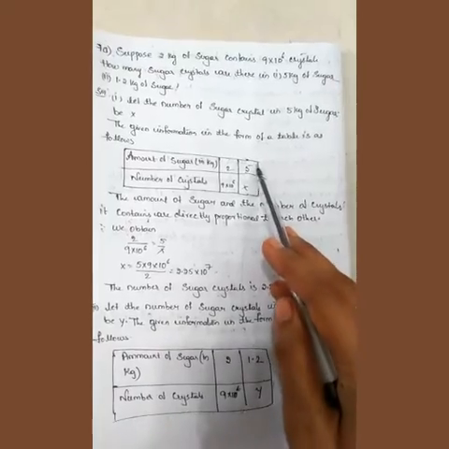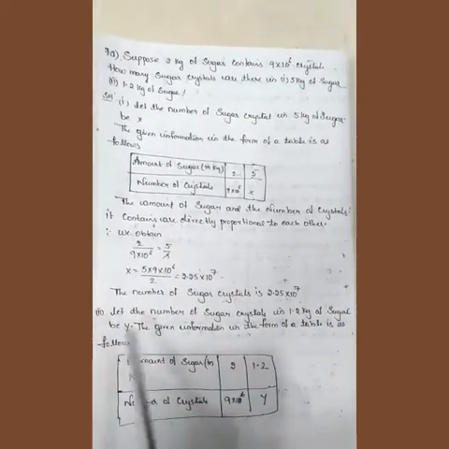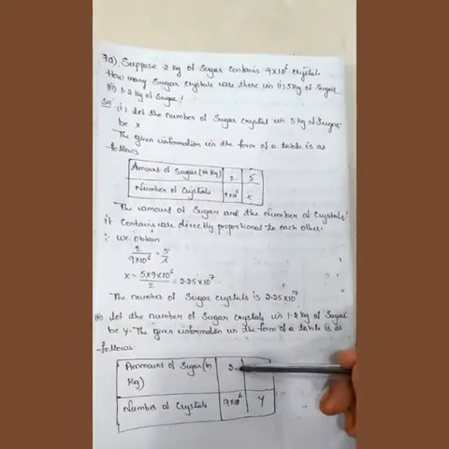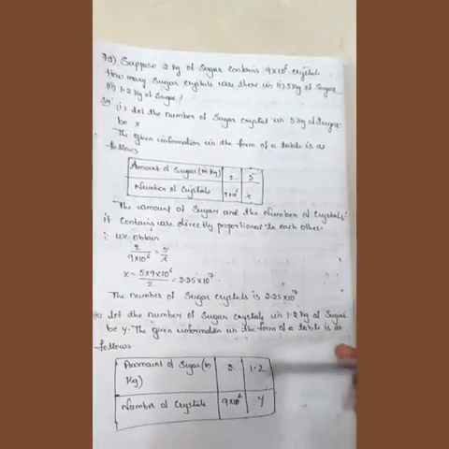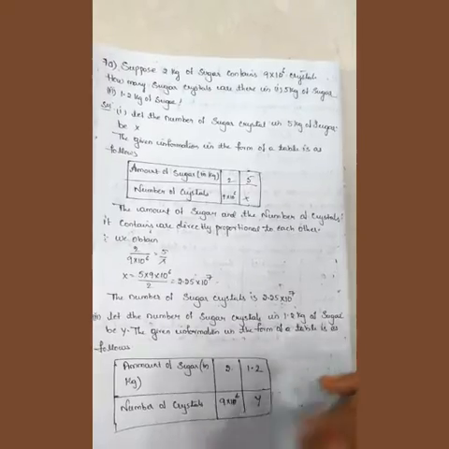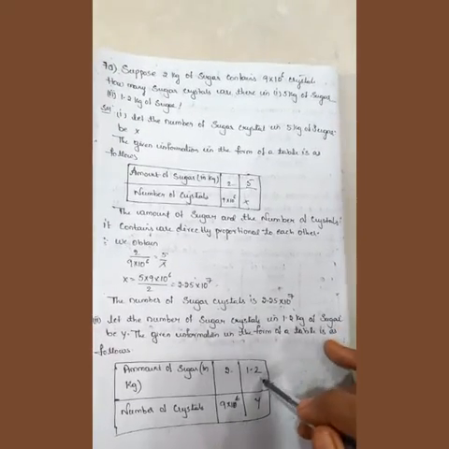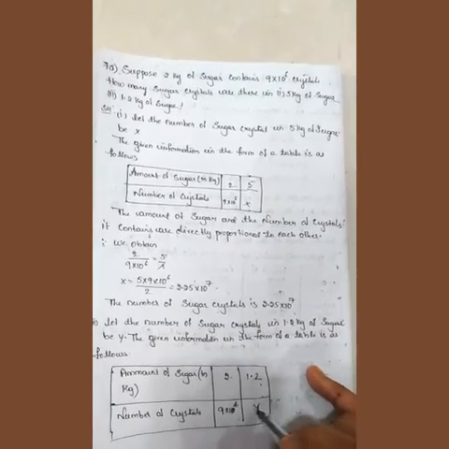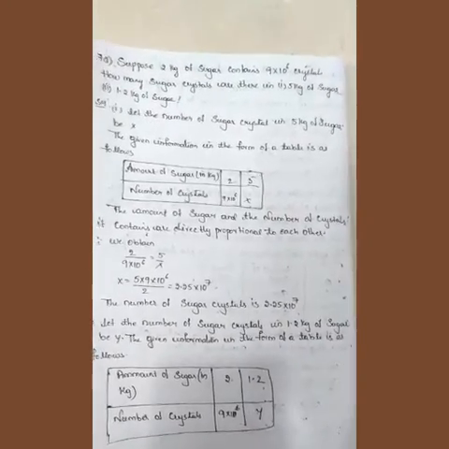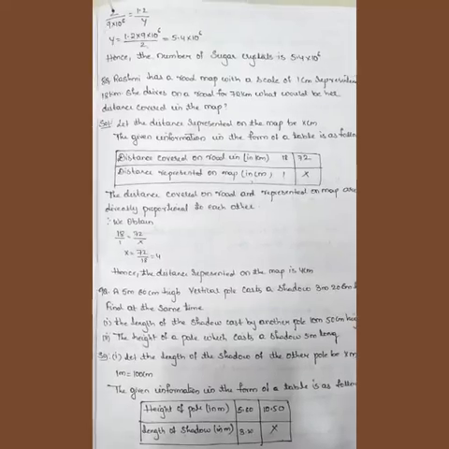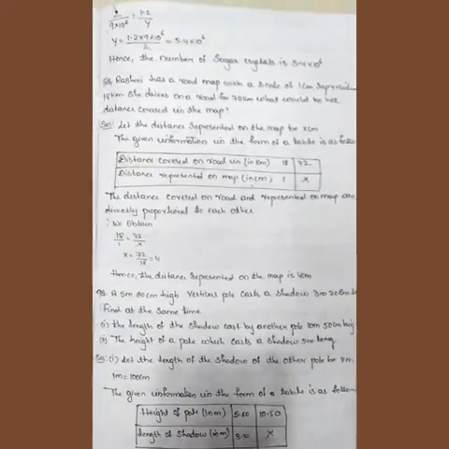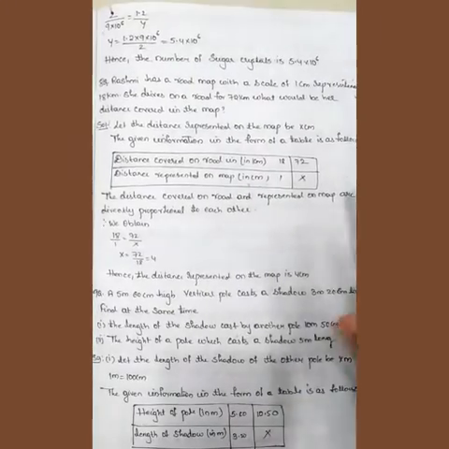For how much amount of sugar? Second bit they asked, 1.2 kg of sugar. For an amount of sugar 2, the number of crystals is 9 into 10 to the power of 6. But for an amount of sugar 1.2, they didn't give any number of crystals. We need to find the number of crystals. So we need to take just y. So 2 by 9 into 10 to the power of 6 is equal to 1.2 by y. We will get the answer y.